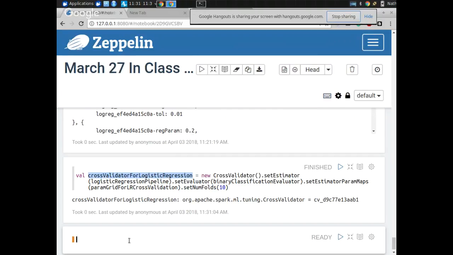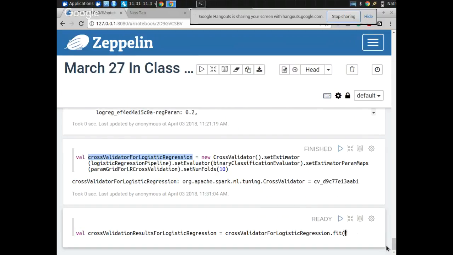Okay. So now we're going to say val cross validation results for logistic regression. You can do LR if you want to. And this is the cross validator for logistic regression dot fit. There we go. What are we going to fit it to? In this grand culmination, what are we going to fit this to? Are we going to fit it to the data that's already turned into a vector? Are we going to fit it to different subsets of the data?